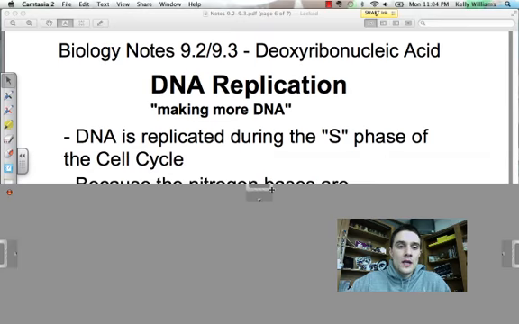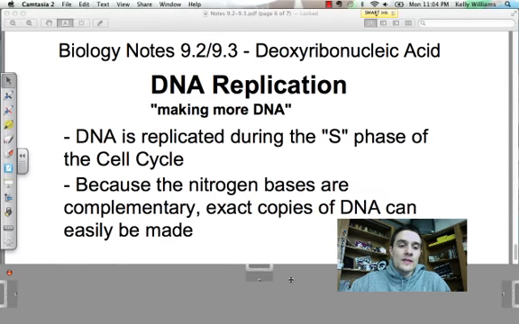All right. So a couple things quickly about DNA replication. It is replicated during what we call the S phase of the cell cycle, or the synthesis phase. We'll study that in about a lesson or two, but you would have already seen it had you read chapter 6. It's the S phase, synthesis. Synthesis meaning making of something. So during the cell cycle, DNA is replicated during the S phase.